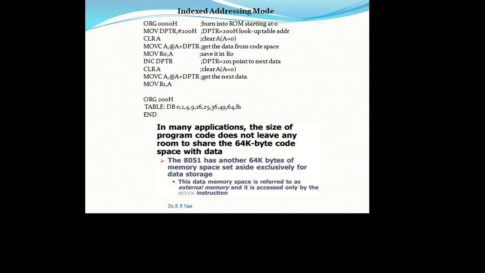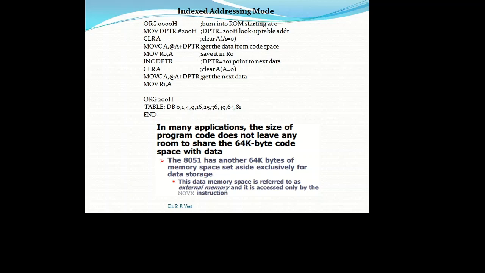Again we clear the A, then MOVC A, @A+DPTR. A is 0, DPTR is 201, so the final address is 201. The data at that address is 1, so the accumulator will have 1, and R1 will have the data 1. According to this, the output is that register R0 will have the data 0, whereas register R1 will have the data 1. This is the application of indexed addressing mode.